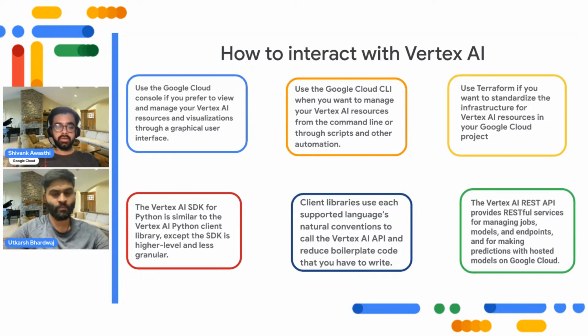There's another option of using the Vertex AI SDK for Python, which is similar to the Vertex AI Python client library, except that the SDK is at a higher level and less granular. Client libraries use each supported language's natural conventions to call the Vertex AI API and reduce the boilerplate code that you have to write. The Vertex AI REST API provides RESTful services for managing jobs, models, and endpoints, and for making predictions with hosted models on Google Cloud. Now that we have understood how we interact with Vertex AI, let's move to the next slide.